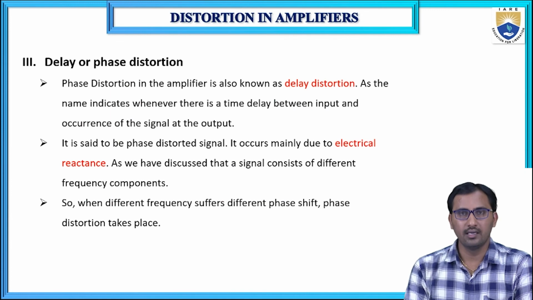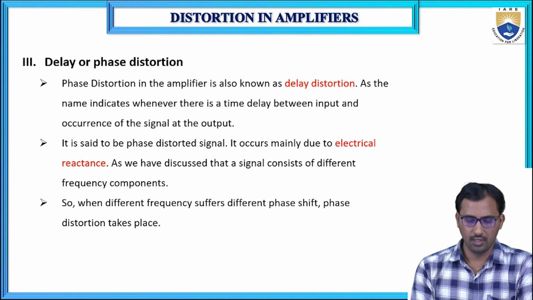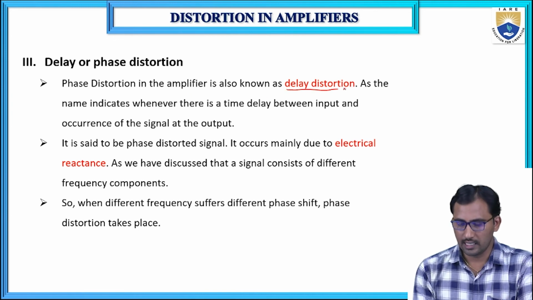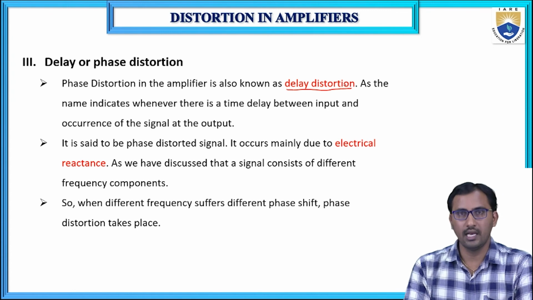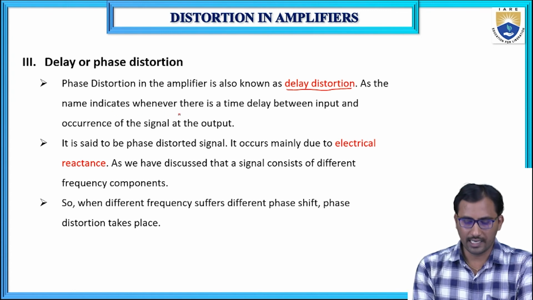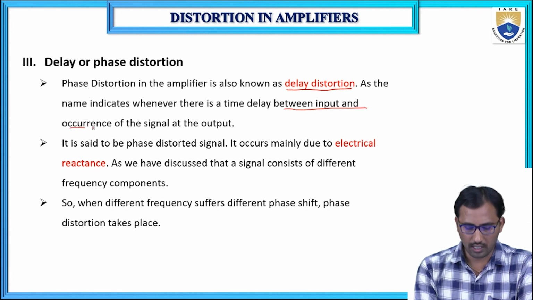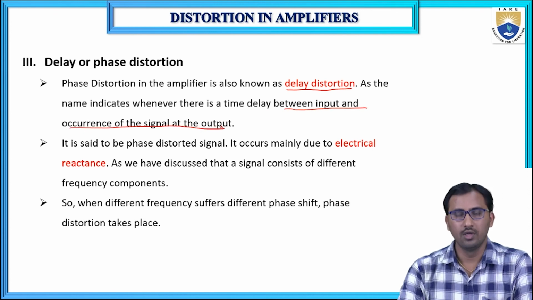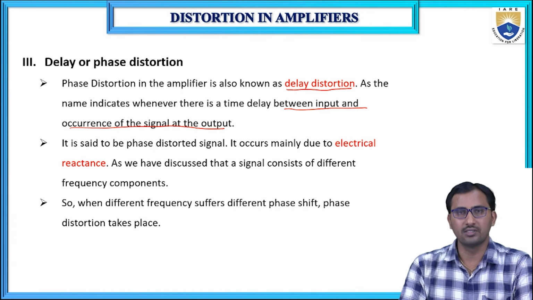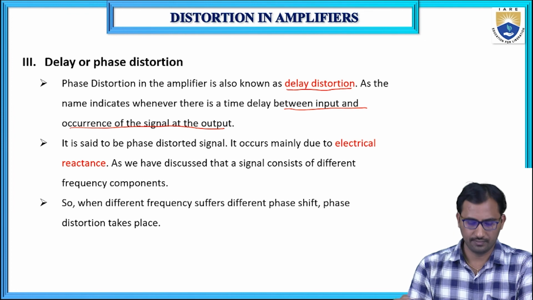And the third one is a delay distortion, delay or phase distortion. Phase distortion in an amplifier is also known as a delay distortion. As the name indicates, when there is a time delay between input and occurrence of the signal at the output, whenever there is a delay between the output signal with respect to the input signal, then the type of distortion is called phase distortion or delay distortion.